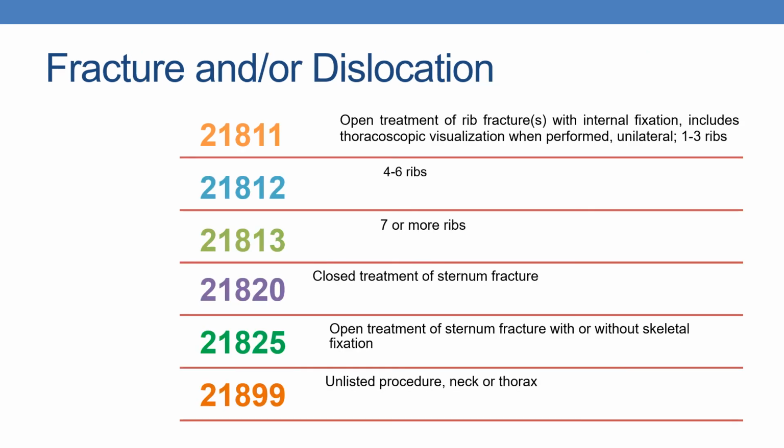Now coming to fracture and dislocation codes of neck and thorax. The first one is 21811. Open treatment of rib fracture with internal fixation, includes thoracoscopy visualization when performed, unilateral 1 to 3 ribs. The next is 21812, the same for unilateral 4 to 6 ribs. The next is 21813. It deals with 7 or more ribs.